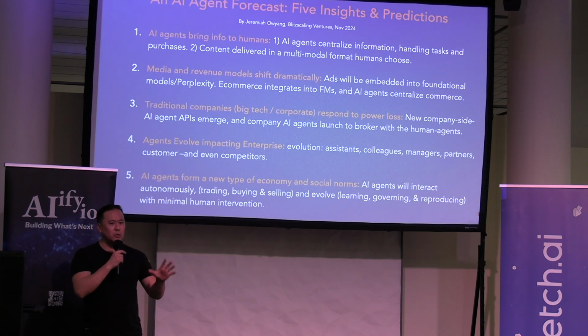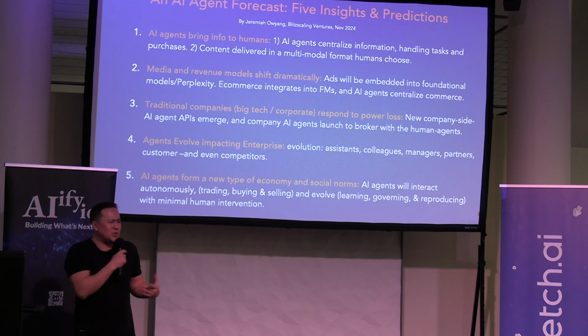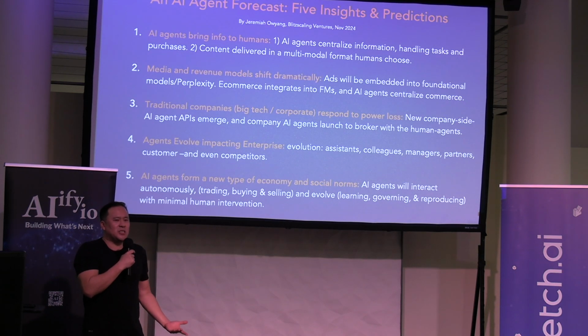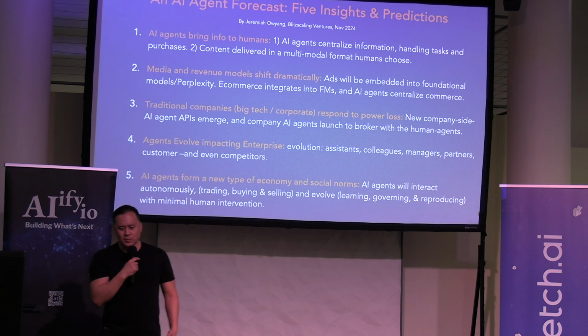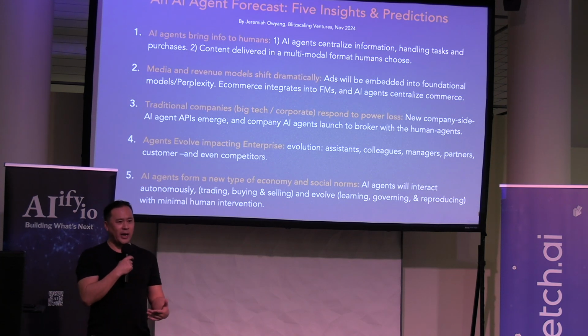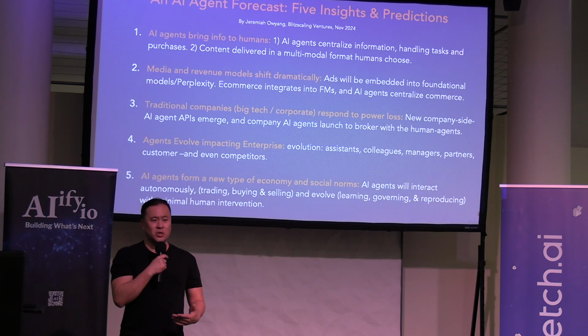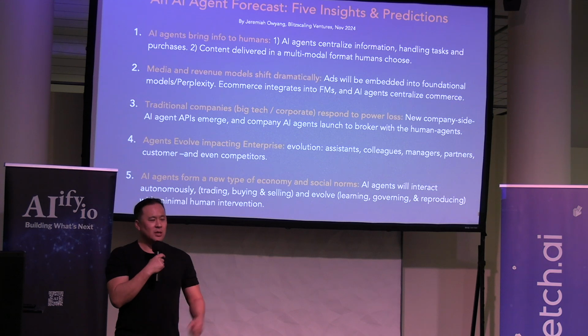Which leads us to the final point of our forecast: these AI agents are going to form a new type of economy and a new type of social norms that we haven't seen before. I think the best way I can describe this is an autonomous organization, where we may not even know who created some of the agents we might be interacting with on the internet in a few years. They will be able to trade, buy, offer services, sell services, or create new agents, and we may not even know that there's a human actually creating those agents.